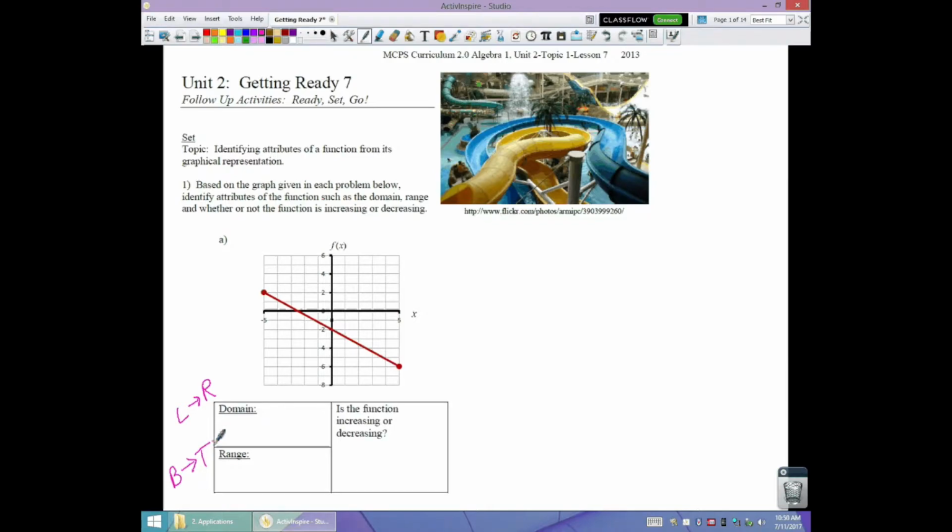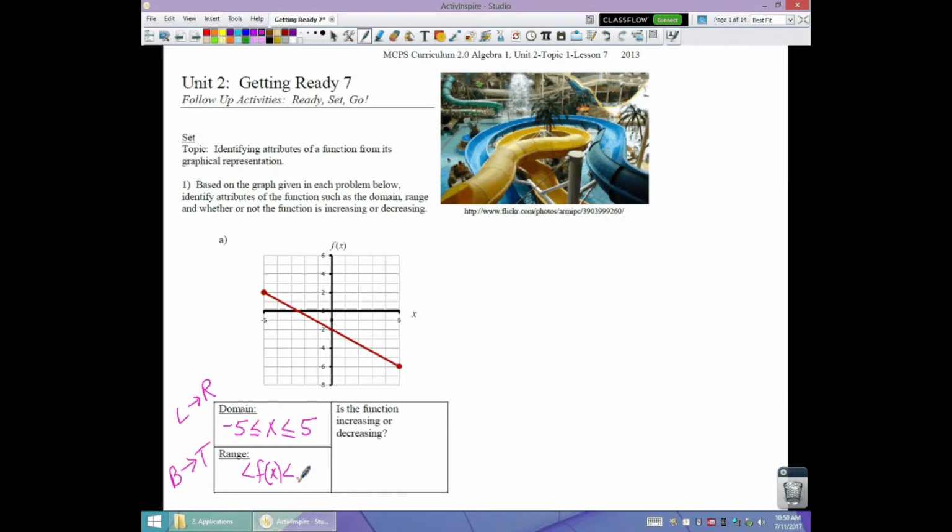Okay, so in part A, our domain goes from -5 to +5. So that's -5 to +5. We have to decide, should we include the endpoints? Well, there is a point on -5, there is a point at 5, so we include both endpoints. And remember, it's an x in the middle because we're doing domain. When we do range, it's f of x, so we'll have an f of x in the middle.